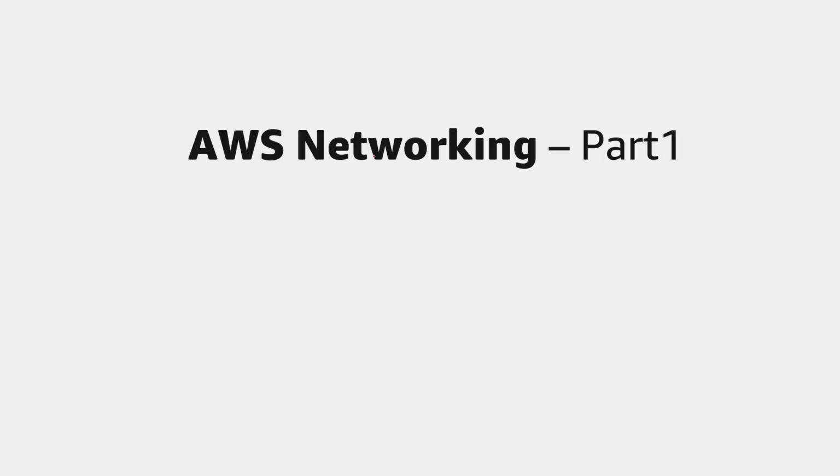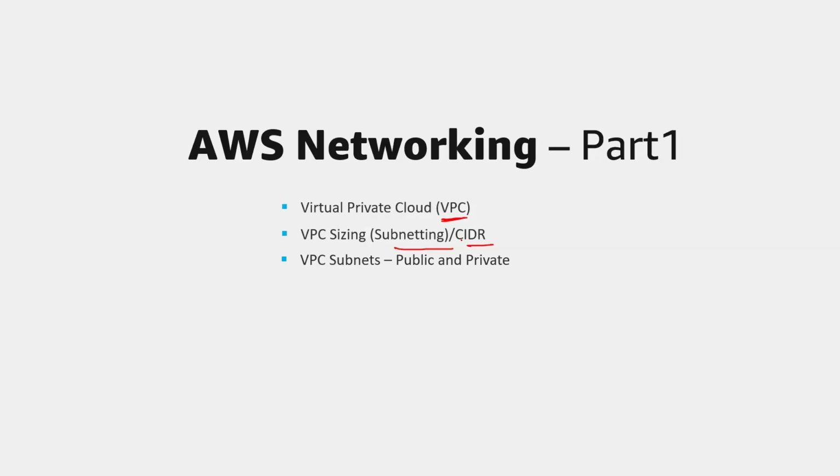Okay. In networking, what we are going to have a look at is virtual private cloud or VPC. We have VPC sizing or subnetting. We have seen a little bit of subnetting or the CIDR yesterday. It was probably a bit confusing, but we'll try to simplify that. And VPC subnets, public and private subnets. We have different types of subnet inside of a VPC or a virtual private cloud.